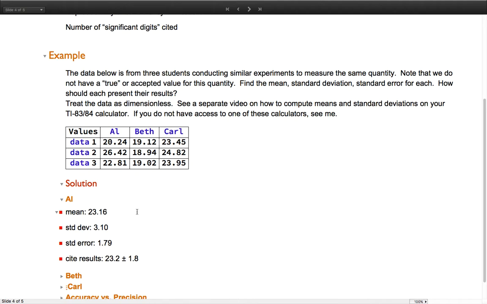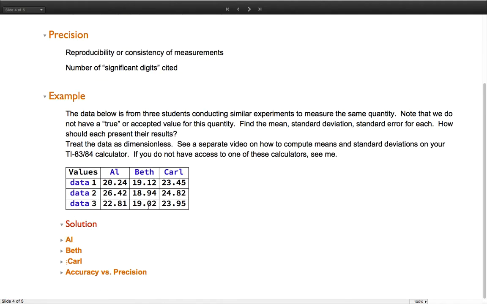Now we're just talking about convention. Internationally accepted convention is you only cite the last two uncertain digits, which in this case would be the units and the tenths. So Al did not design a very good experiment. His results varied a whole lot, so he can only cite his results to the tenths place. So that's doing it for Al.